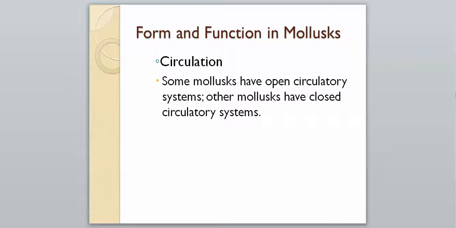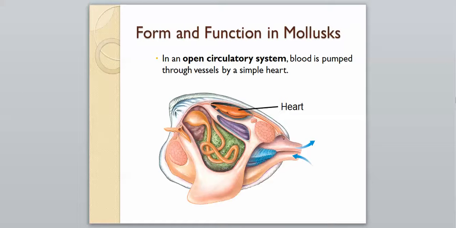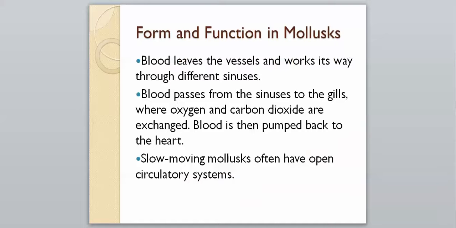And for circulation, some mollusks have open circulatory systems and other mollusks have closed circulatory systems. In an open circulatory system, blood is pumped through vessels by a simple heart. And in an open circulatory system, it's also a lot closer to the environment. There's not a lot of veins or anything housing the blood as much as you would see in the opposite, the closed circulatory system.